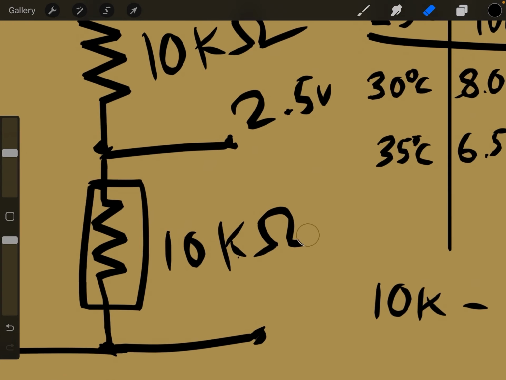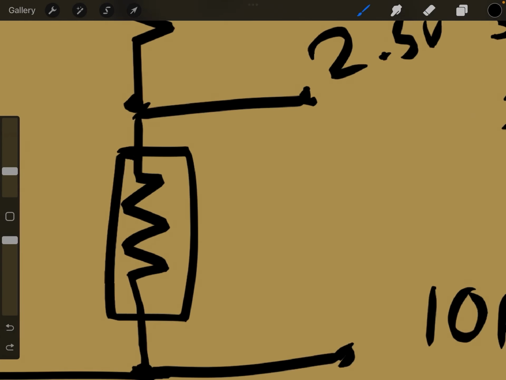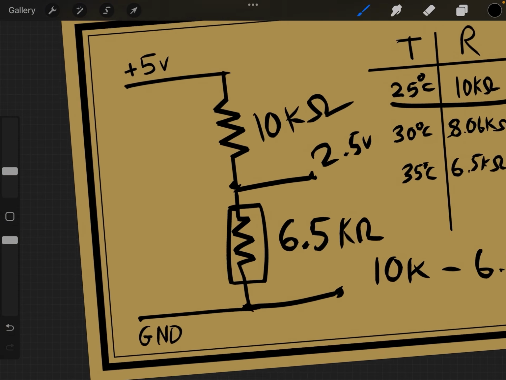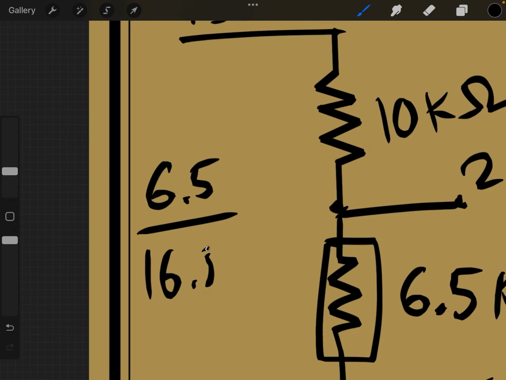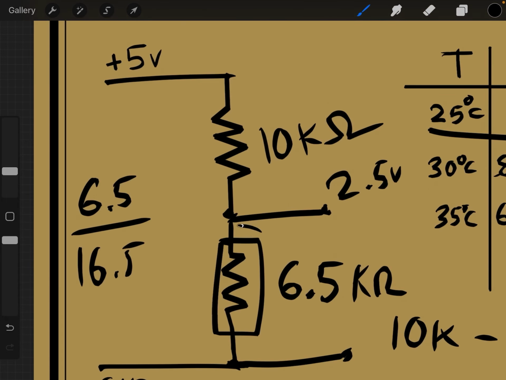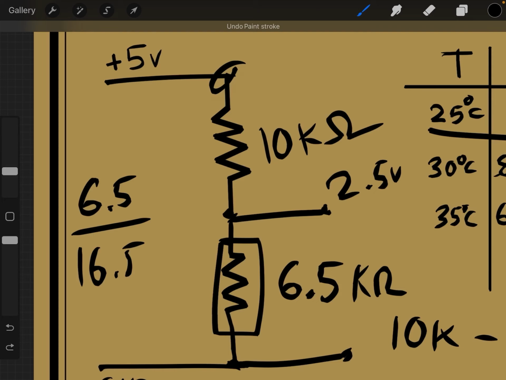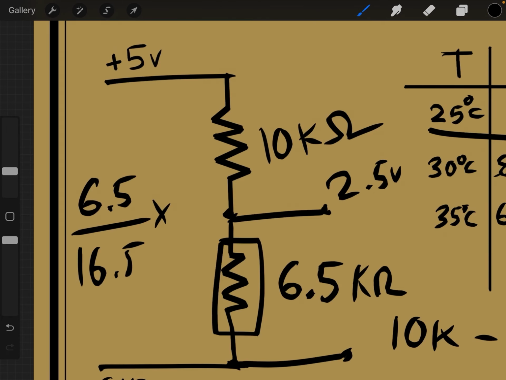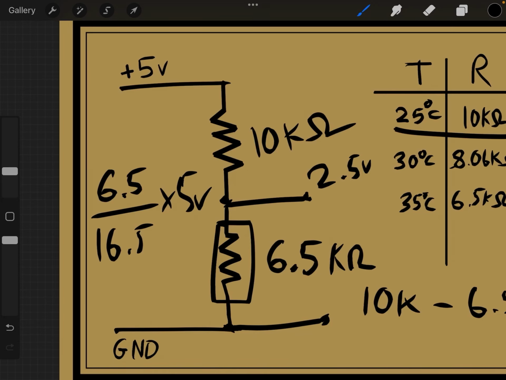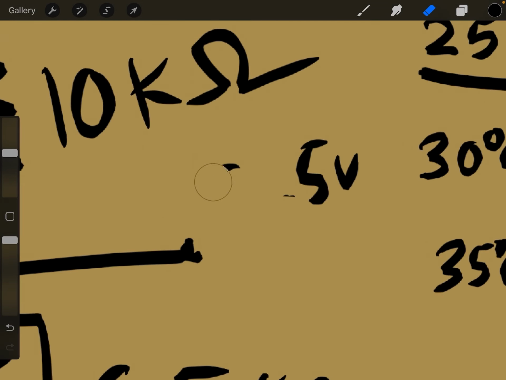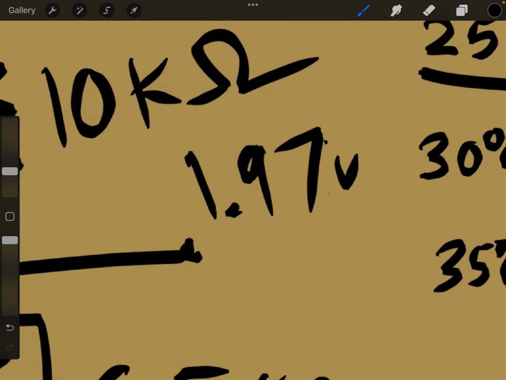But as the temperature gets hotter, say to 35 degrees, then the resistance across the thermistor is only going to be 6.5 kilo ohms, which means the voltage is going to be 6.5 over 16.5, because that's the percentage of resistance coming from this resistor from here to here, times the total voltage across there, which is 5 volts, which is equal to something more like 1.97 volts.